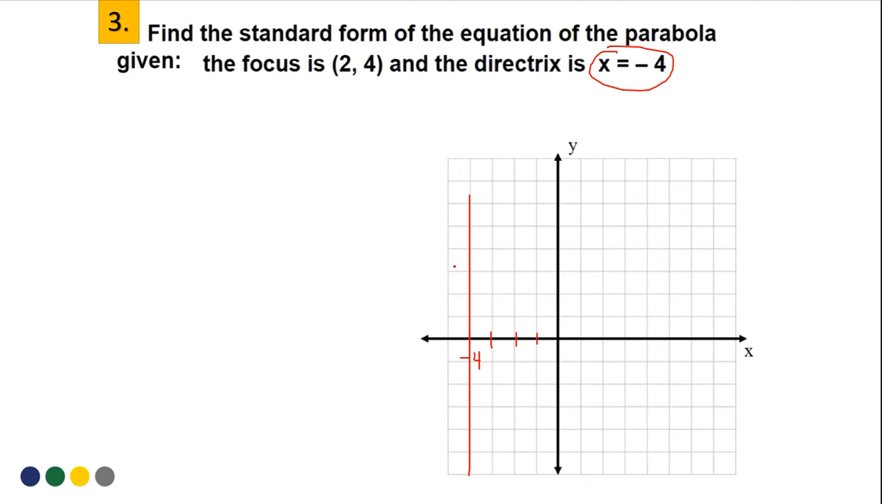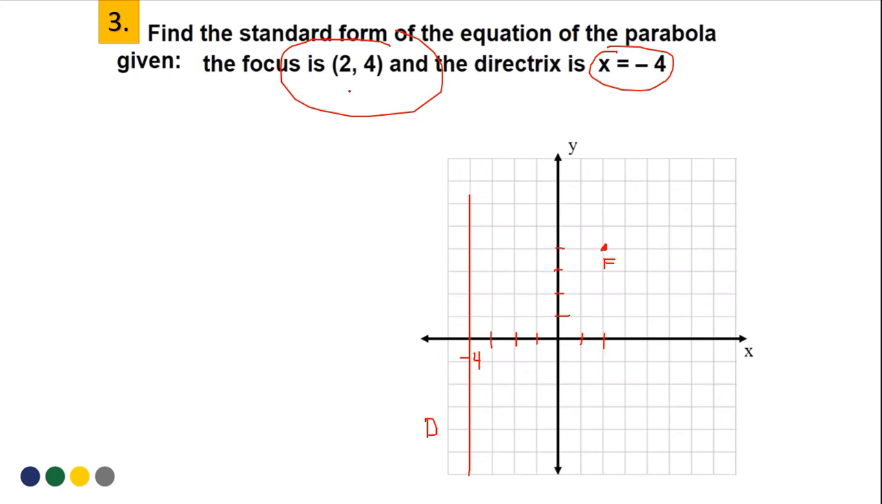Ngayon, since nakuha na natin yung focus and directrix, this is our directrix, we're going to locate 2 and 4 from the Cartesian plane. So, yung 2, 4 natin dyan is, bilang tayo, 1, 2. Then, yung 4 is positive. So, dito, 1, 2, 3, 4. So, nandito yung ating focus. This is our focus based from the given 2 and 4.